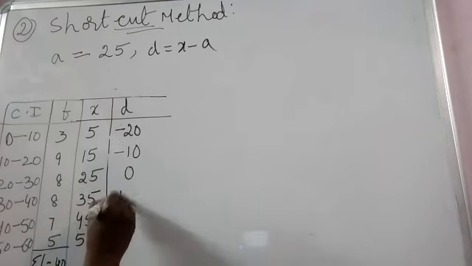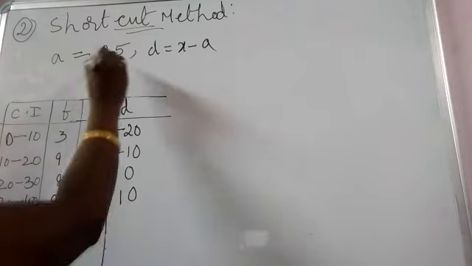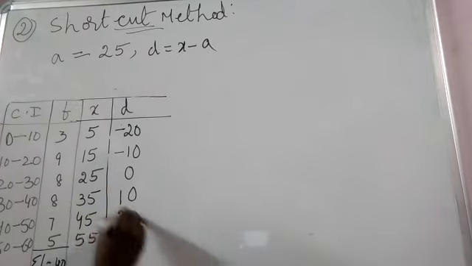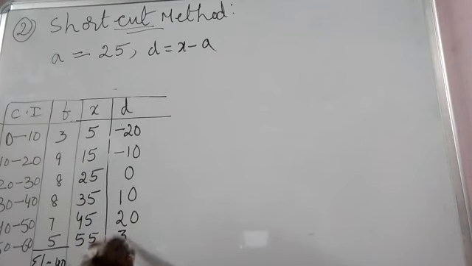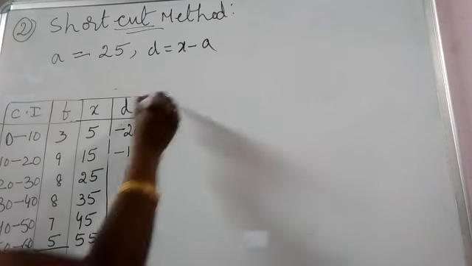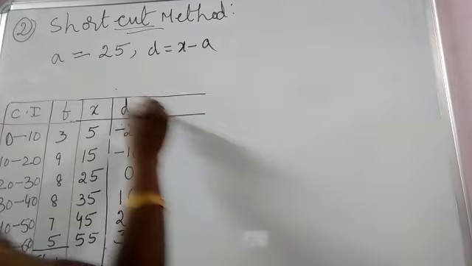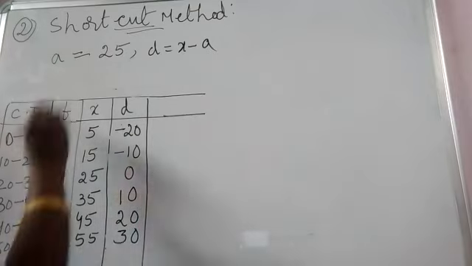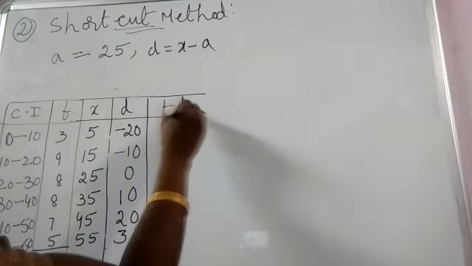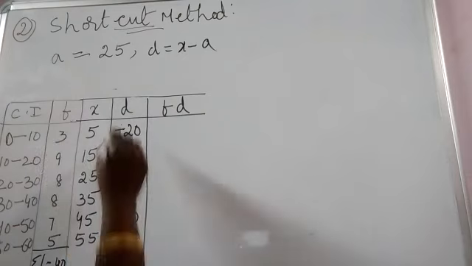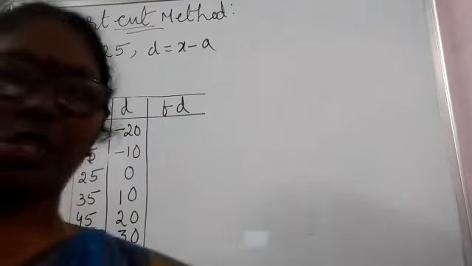35 minus 25 is 10. 45 minus 25 is 20. 55 minus 25 is 30. After getting D, what you do is, here you find FD, the product of frequency and its corresponding deviation.